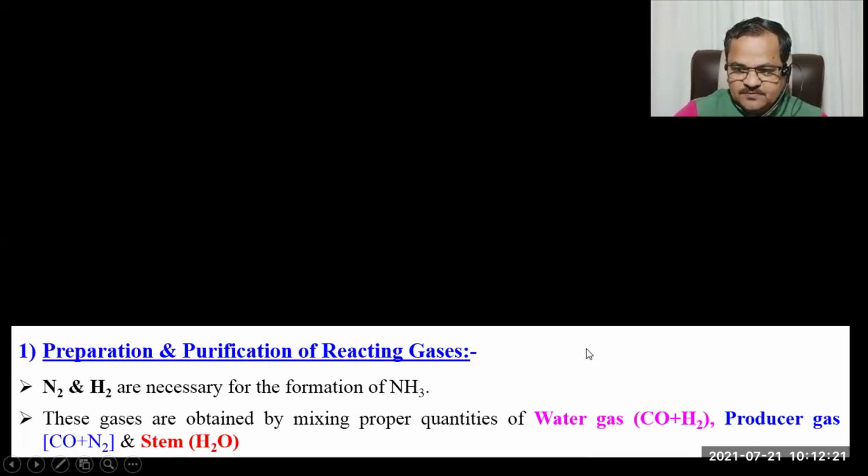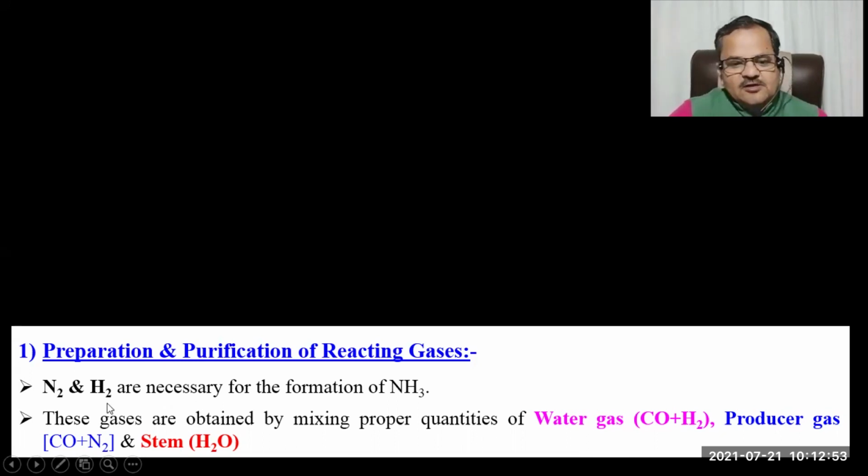For objective questions, remember what is meant by water gas. Water gas has the formula CO + H2. When carbon monoxide and hydrogen, these two gases, are mixed, that is called water gas. And when carbon monoxide and nitrogen are mixed, that mixture is called producer gas. Always remember this for MCQs. And steam means water.